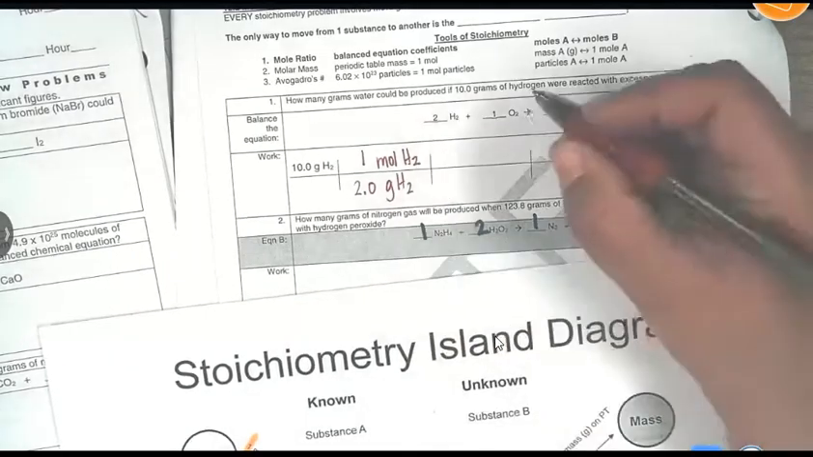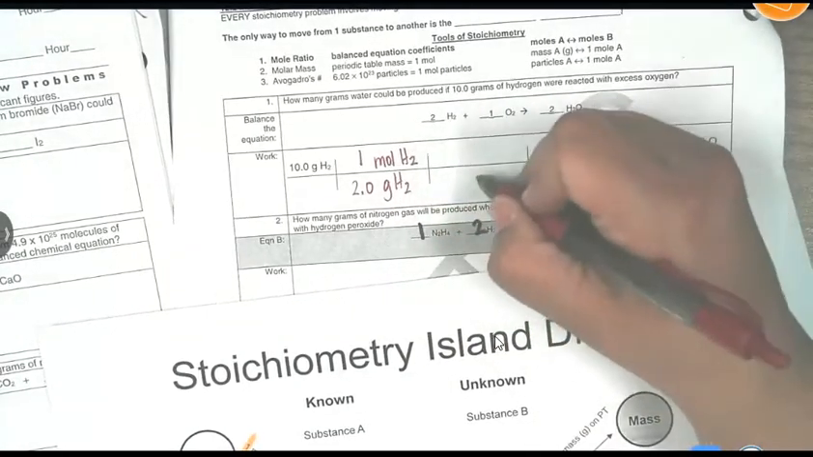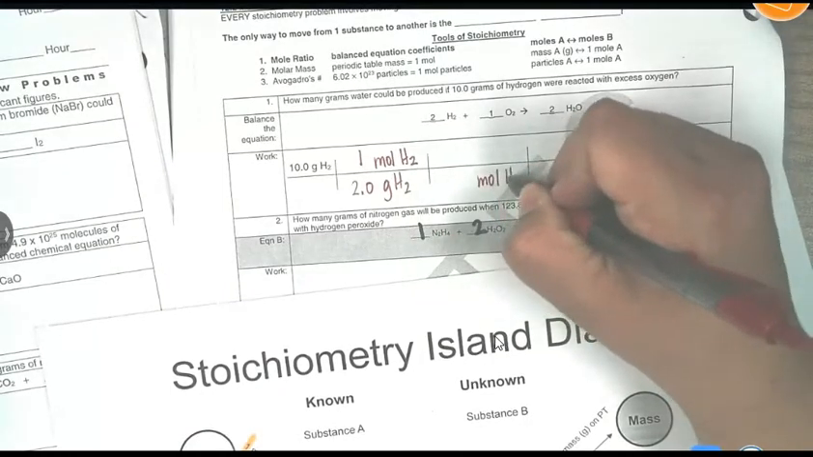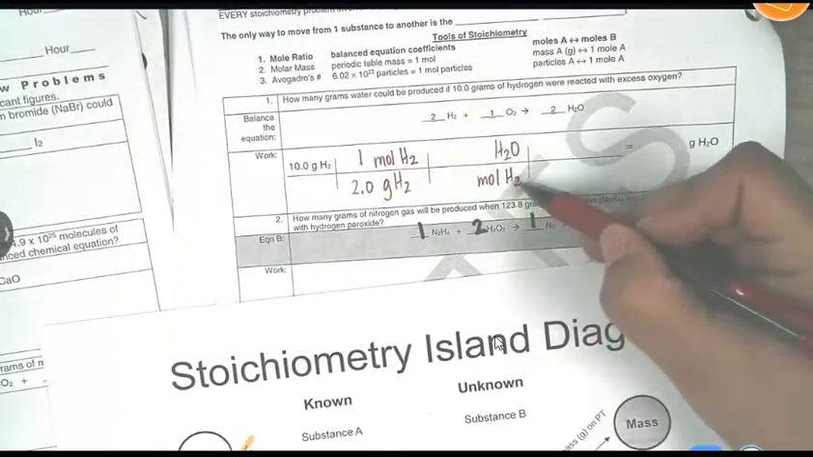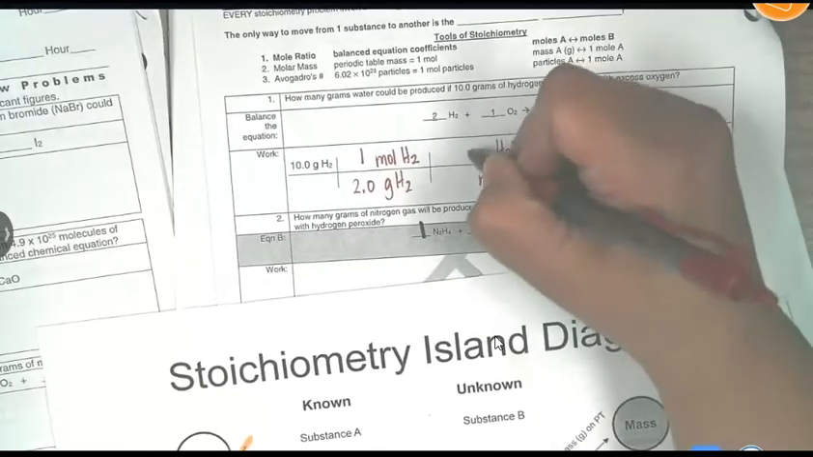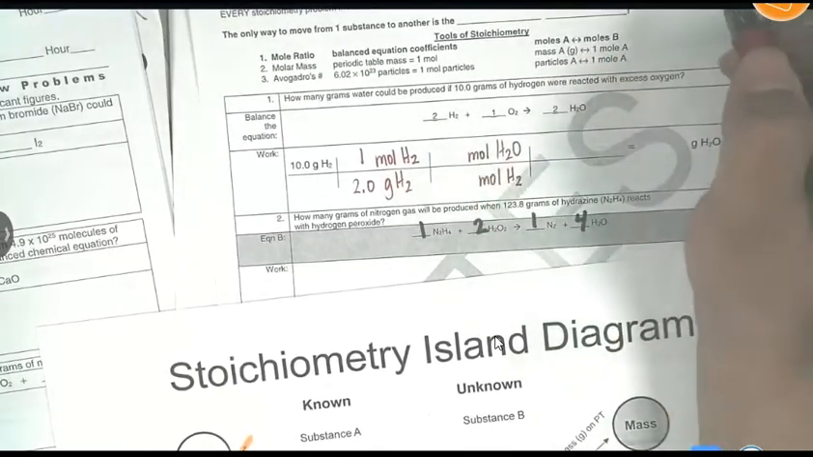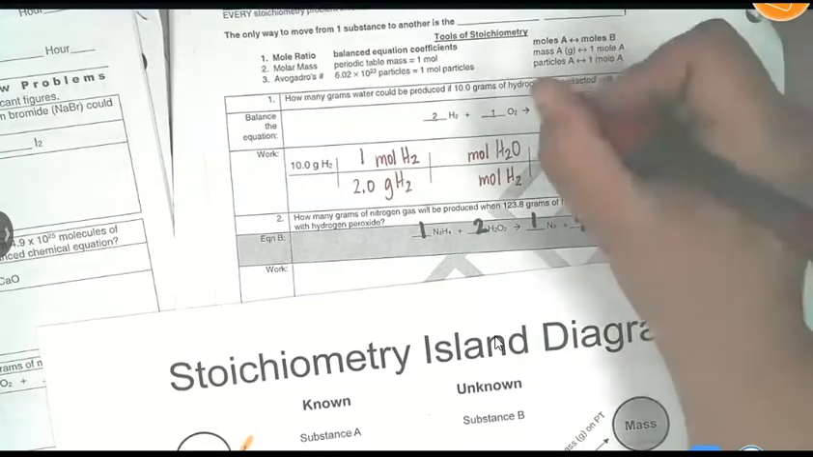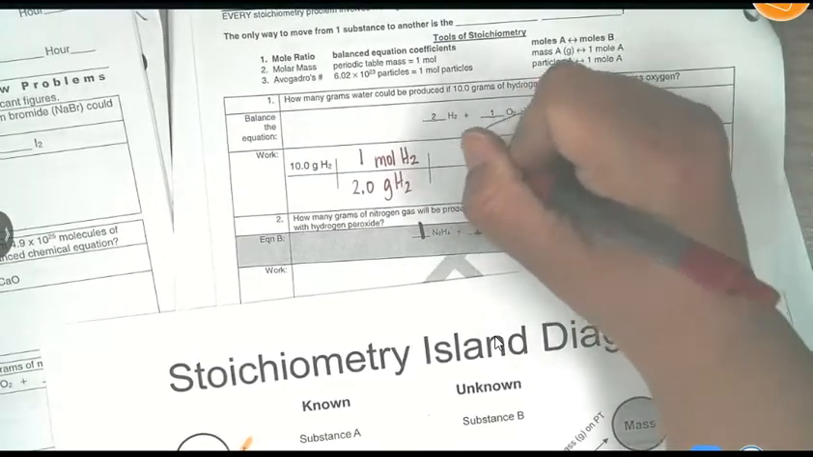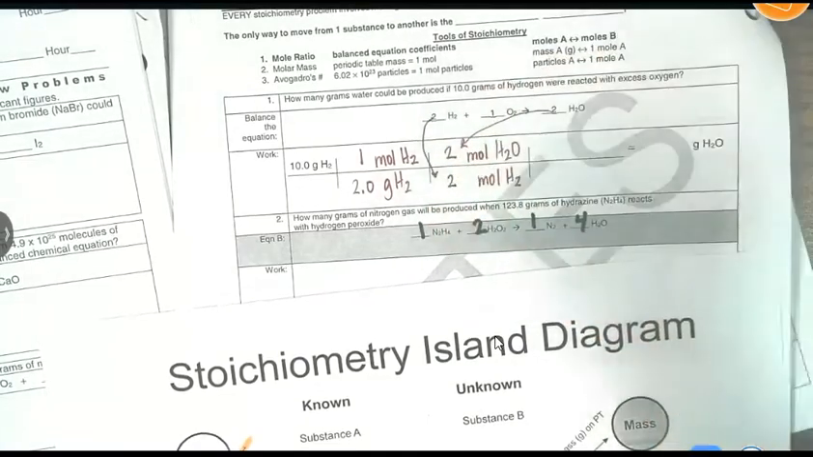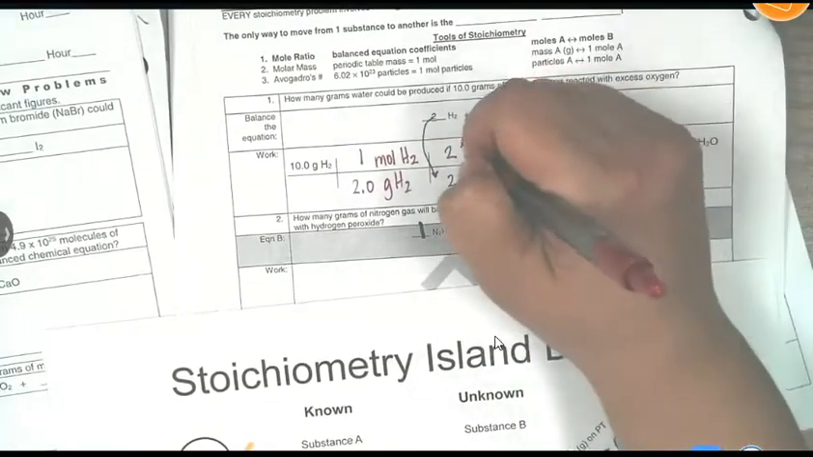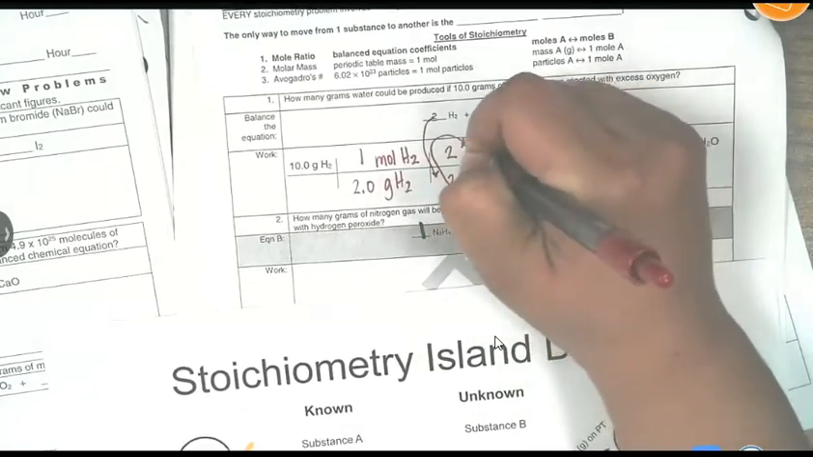Now I want to cancel moles of H2, so I put moles of H2, right? And I want this substance, H2O. The only way I can go from moles of one substance to a completely different substance is to use the mole to mole ratio. So moles of H2O, so this coefficient here is going to go here, and this coefficient here is going to go here. Remember, this is the mole to mole ratio, so I'm going to put a heart around it.